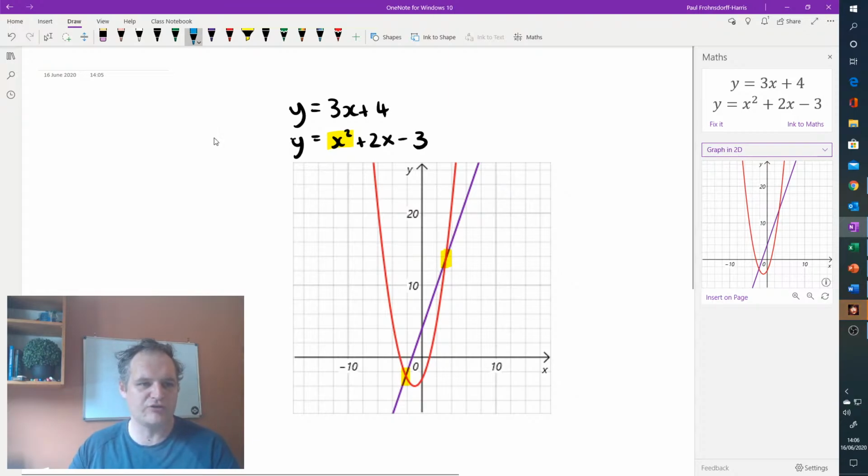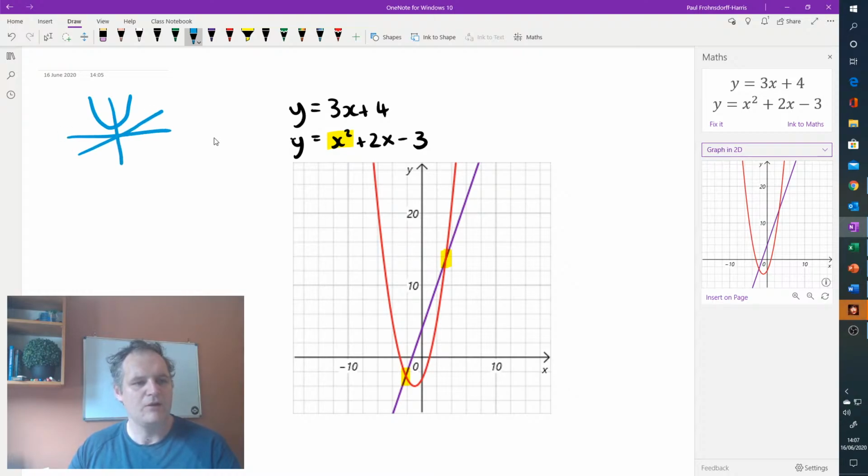It is possible to have no solutions. I was talking to some of my year 10s about this this morning. If you had a line like that and a line like that, that line doesn't cross there, so it would have 0 solutions. It is possible to have 0 solutions, but we've got one here with 2 solutions.